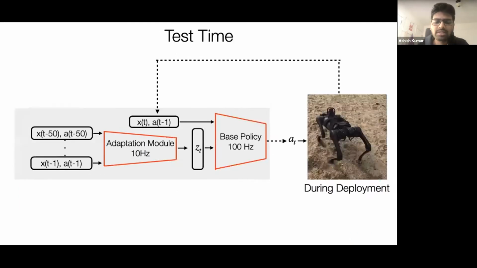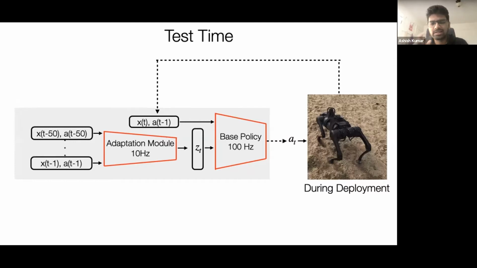And now our policy is ready for deployment. So we will only take the second phase that we trained, which is the base policy and the adaptation module, and we are going to deploy it on the robot. And when we did deploy it on the robot, we found that the adaptation module was only able to run at 10 Hertz on the limited onboard compute. And the base policy was running at 100 Hertz.